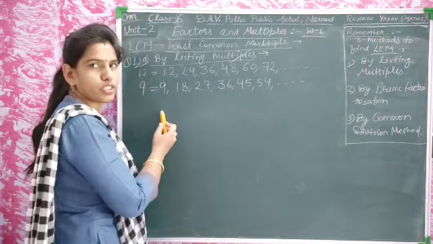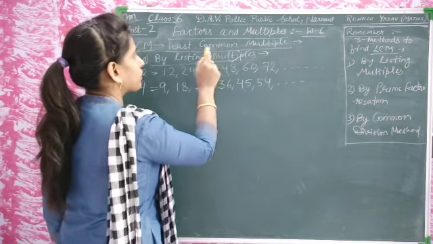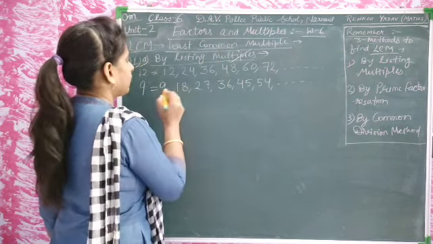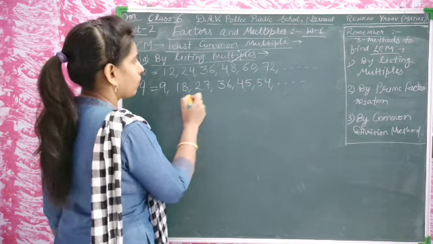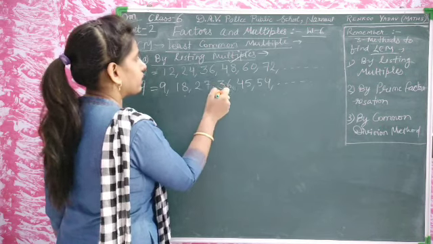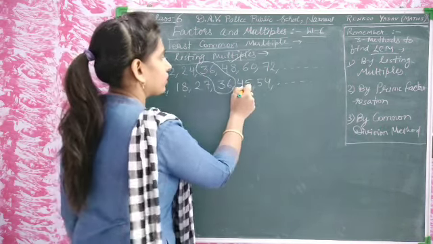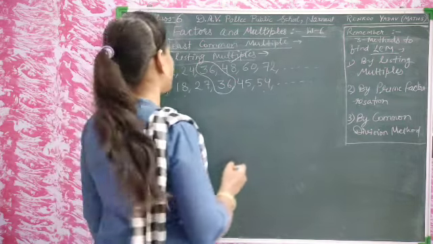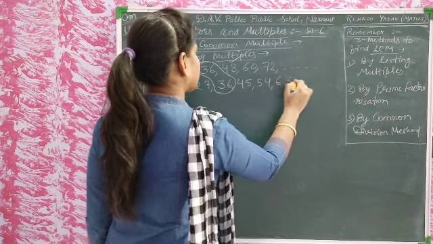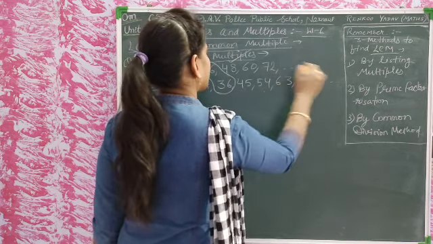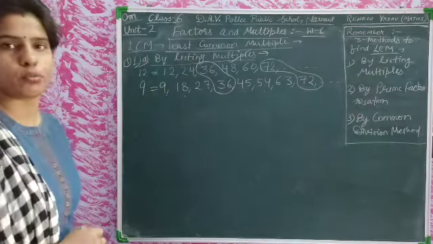These are the multiples of these two numbers. Now after listing the multiples, we have to find the common numbers. Which are common here? 9, no. 18, no. 26, no, not common. 36 is common here. 45, no. 54, no. One more number is common here.